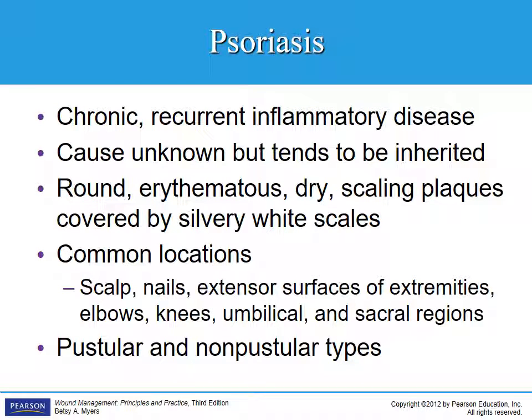Psoriasis is a chronic recurrent inflammatory disease. They don't know what causes psoriasis, but it is inherited. It does seem to be passed down amongst family members. It presents as round, erythematous, dry, scaling plaques that are covered by silvery white scales. Generally, you can see it on the scalp, the nails, the extensor surfaces of the extremities, elbows, knees, umbilical and sacral regions. You have both pustular and non-pustular types.